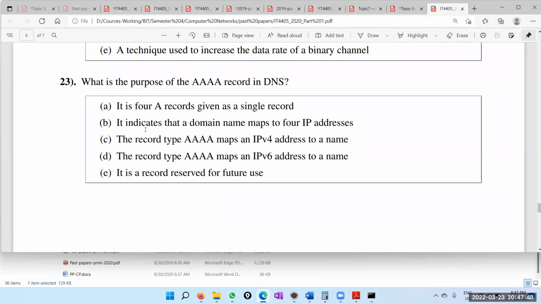Right, so it's a AAAA record. Given, no, it's an IPv4 address, right? The record A maps an IPv6 address. Okay. Anything else correct? It is a AAAA, no. It indicates a domain name, no. It's a record type A map for IPv4, no. It is a record reserved for future use, no. The answer must be D. Okay, 23 D.